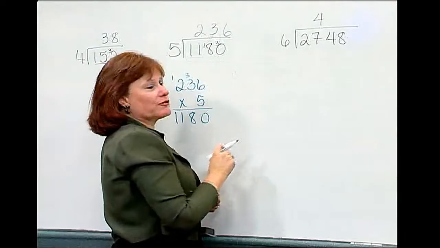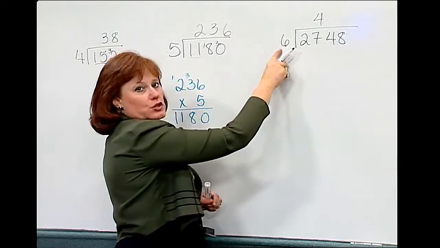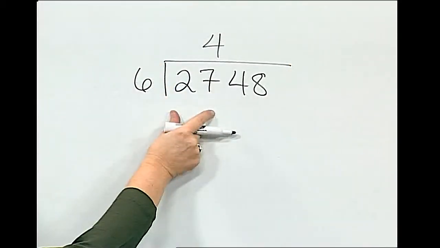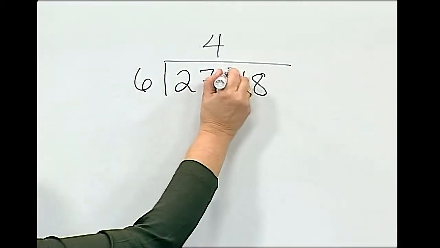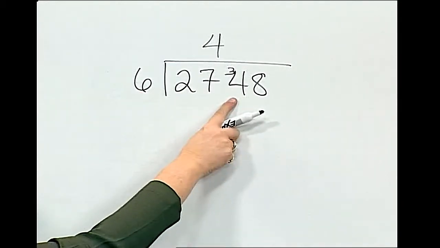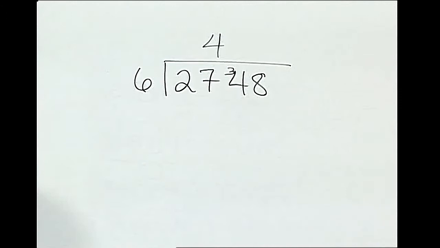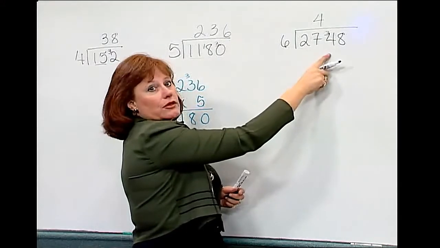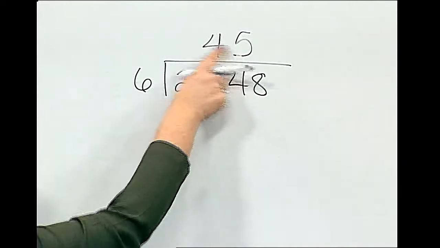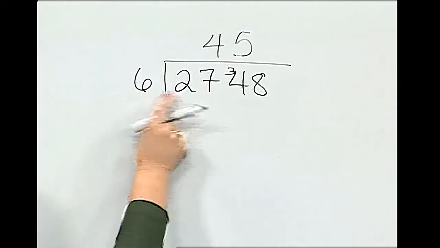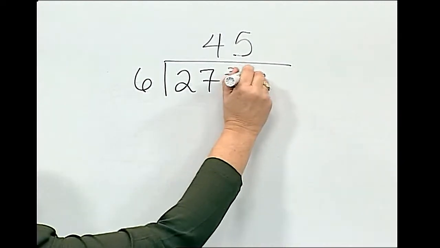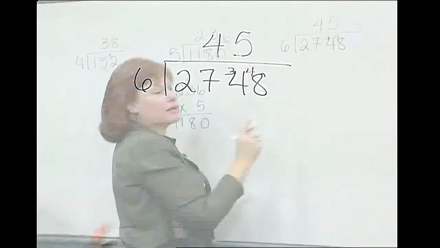Now I'll start the process of multiplying. 4 times 6 is 24. 27 minus 24 is 3. So I'll carry the 3 over. I want 6 to go into 34 as closely as possible without going over. 6 goes into 34 5 times. 5 times 6 is 30. 34 minus 30 is 4. So I'll carry the 4 over to the 8.